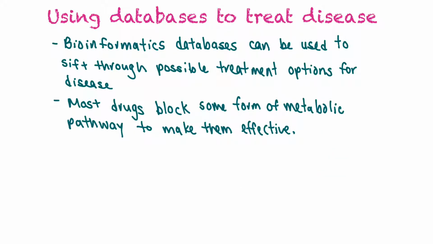More and more scientists and researchers can use databases to collect information and treat a disease or solve a problem. Bioinformatic databases can actually be used to sift through possible treatment options for disease. The reason is that most drugs block some form of metabolic pathway to make them effective. So if you can find a drug that's going to inhibit one part of a metabolic pathway that you're certain the disease takes, then you can use that drug to treat that disease. Malaria would be an example of where that has been successfully done.